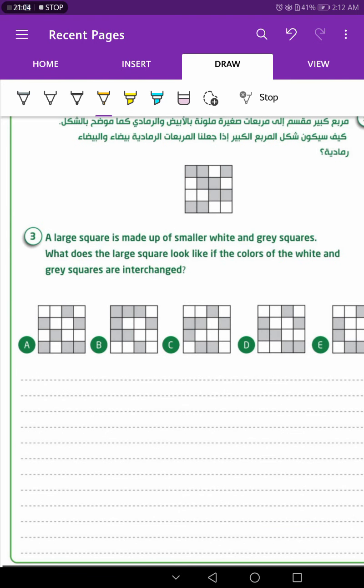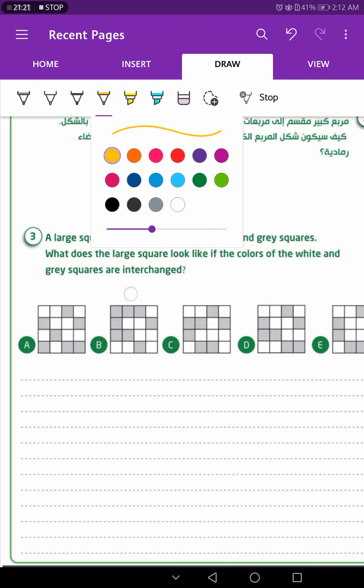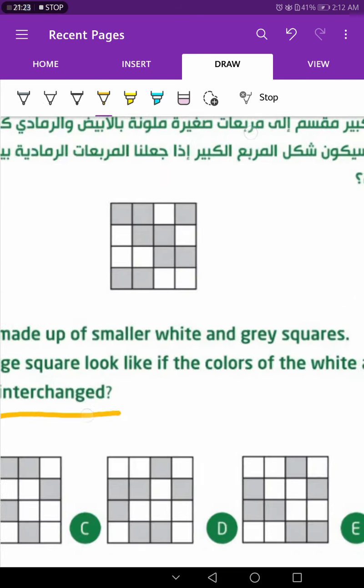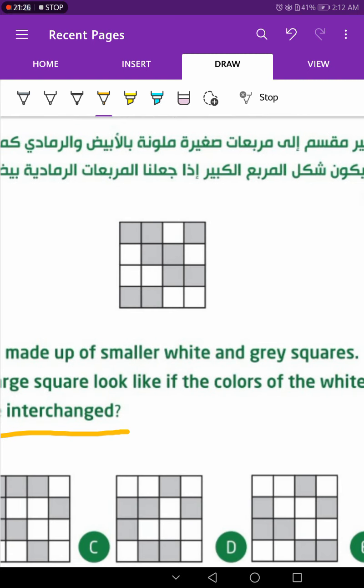Now look at this beautiful question. I have an easy one. A large square is made up of smaller white and gray squares. What does the large square look like if the colors of the white and gray squares are interchanged? Interchange means any gray color you have to change to white color.